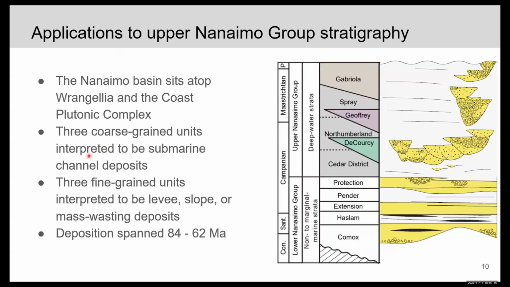There are three coarse-grained units in the upper Nanaimo group: the DeCourcy, Jeffrey, and Gabriola. They're the deposits of these large submarine channel systems. The coarse-grained units are the coarse-grained channel fill. The fine-grained lithostratigraphic formations are interpreted to be levees coming off of these channel systems, or the slope of the forearc, as well as the mass wasting deposits in between the channel systems. Overall, this depositional sequence of submarine channels spans 84 to 62 million years.